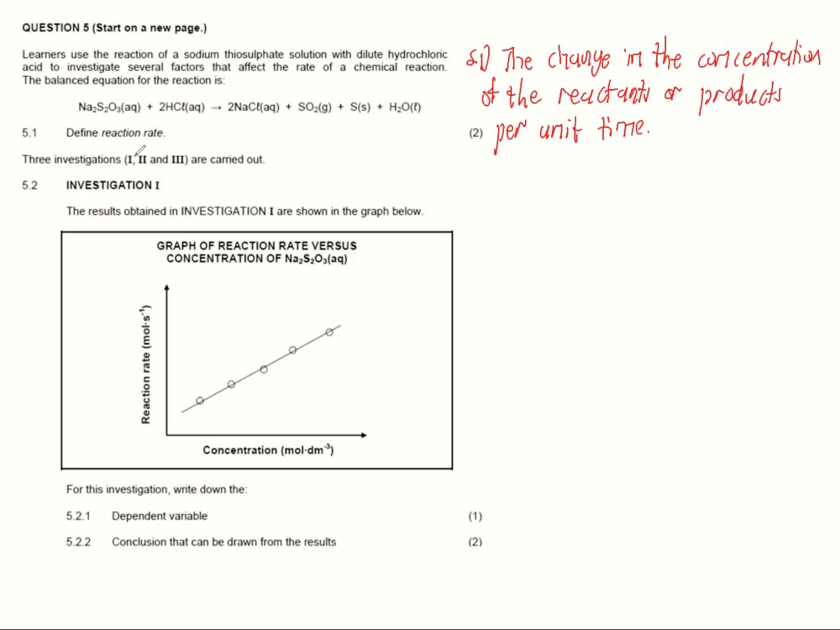Then 3 investigations, 1, 2, and 3 are carried out. Investigation 1, the results obtained in investigation 1 are shown in the graph below. So this is a graph of reaction rate versus concentration of the sodium thiosulfate. For this investigation, write down the dependent variable. Now we know the dependent variable is the one that will be found on the y-axis, right? So our dependent variable is the reaction rate.